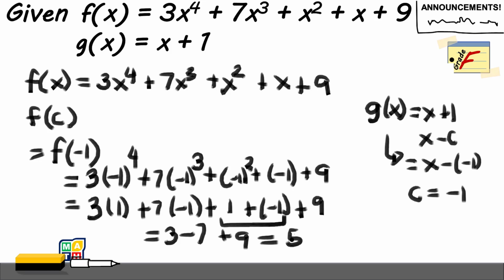This is the result when we substitute negative 1 on our given dividend. And this is actually the remainder if we are going to divide f of x by g of x, and you could try to verify that using synthetic division or long division. This is what remainder theorem tells us.